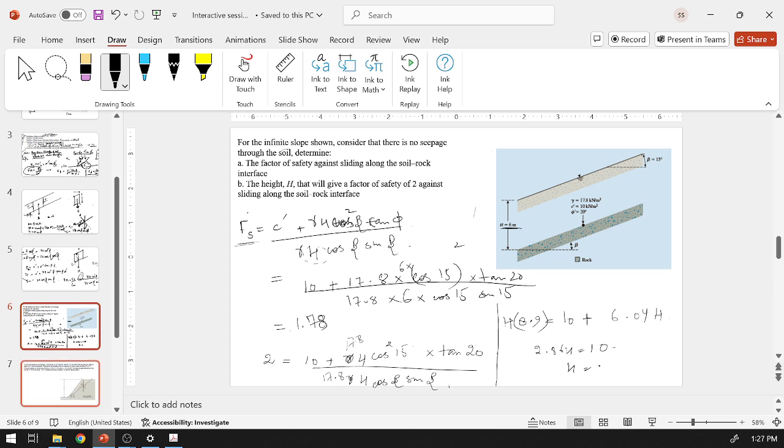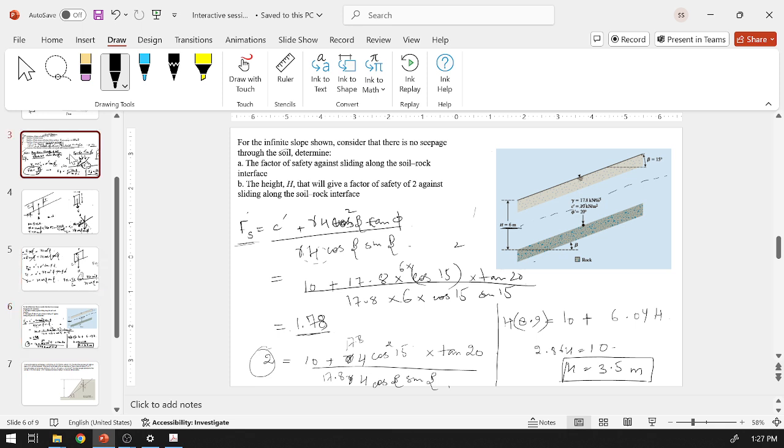H is 3.5 meters. So for a depth h equal to 3.5 meters, we will have a factor of safety of 2. And for a greater depth, we are having a lower factor of safety. Okay, so let's move on to the next part.